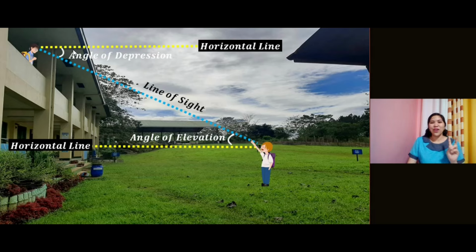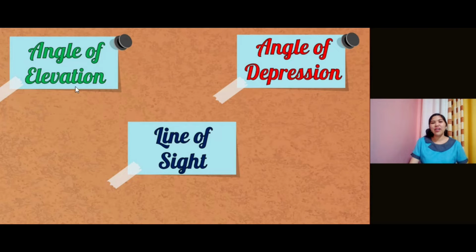Based on the two illustrations that I presented, what is then an angle of elevation, an angle of depression, and what is also your line of sight? Let's define them one at a time. We have here angle of elevation. The word here is elevation, and the root word for that is elevate, meaning to lift up. Angle of depression, from the word depress, meaning down.